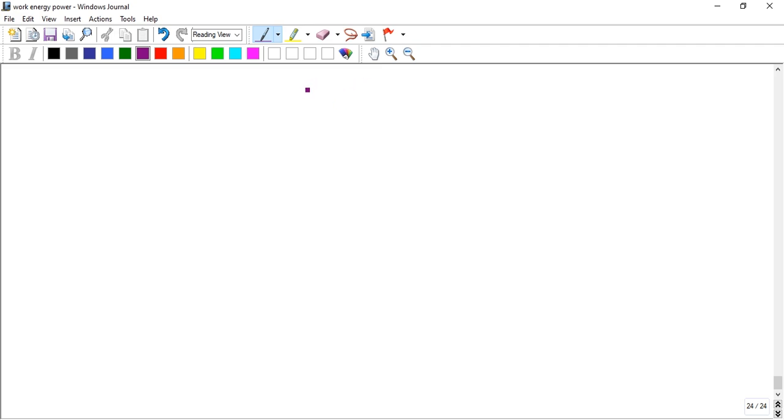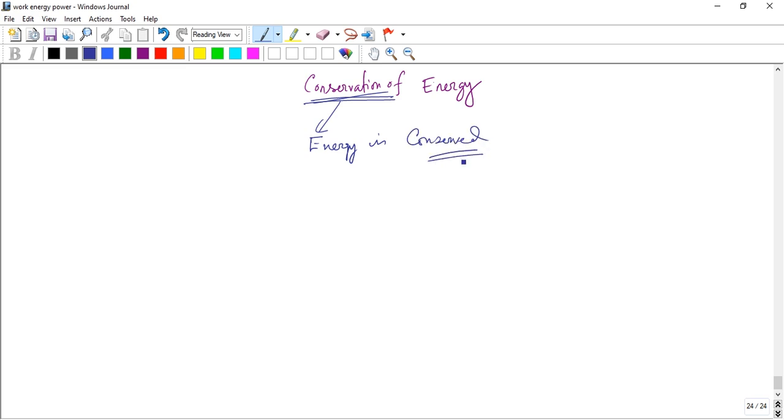So, conservation of energy. What is conservation of energy? What is the meaning of conservation? Conservation means energy is conserved, which means the total energy is fixed.